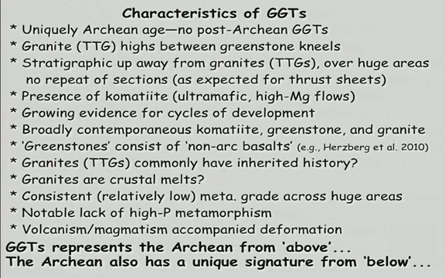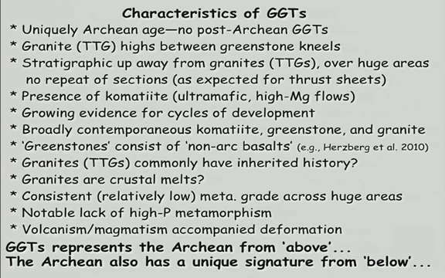Komatiites are common. We've got the TTGs. We've got stratigraphic up. We have a lack of high P metamorphism. And volcanism and magmatism were coeval throughout much of it. So this is what the Archean represents from the surface as we look down.